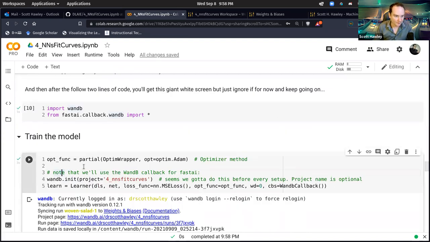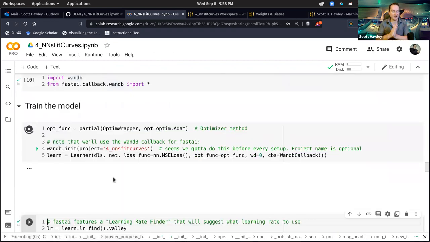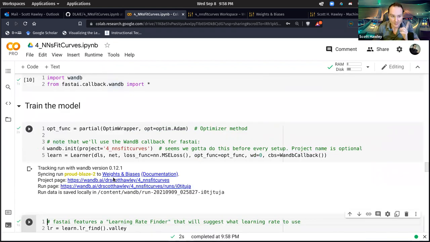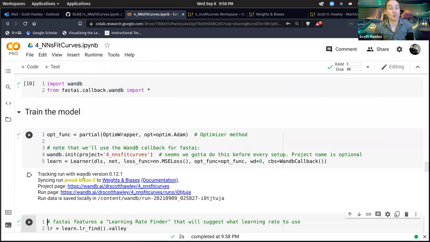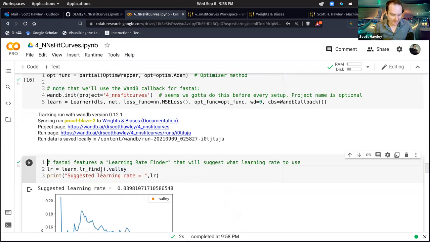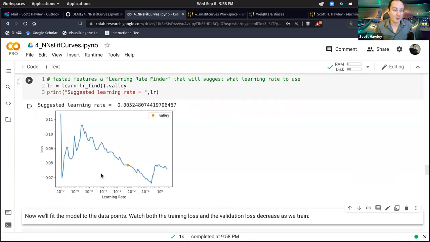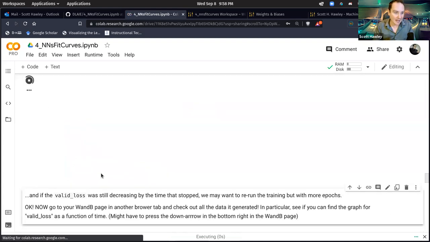And we've got the WandB init. Instead of Woven Salad, it's going to give us a new name for a new run. Now this run is going to be called Proud Blaze 2. And we have 100 neurons in the hidden layer instead. We could use the same learning rate, but we've got the learning rate finder, so we might as well. That's actually a little different, smaller than it was before. And now let's fit.